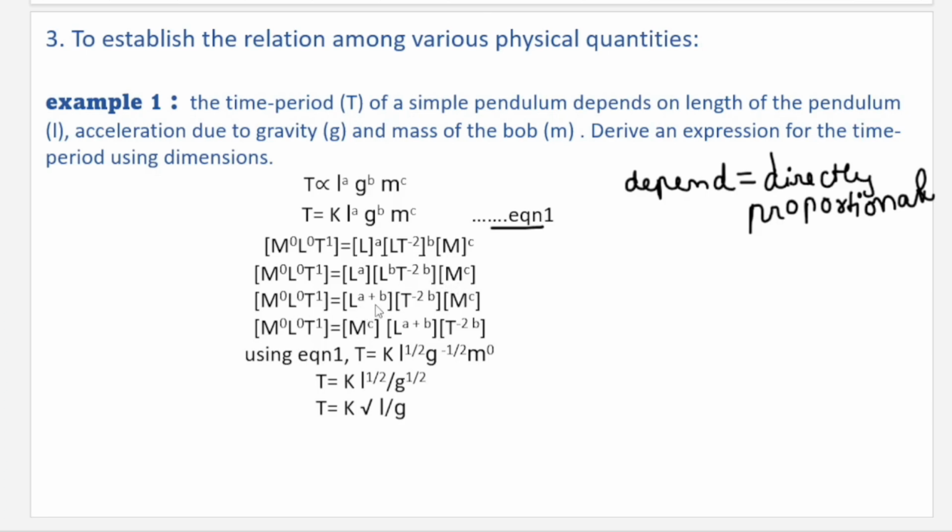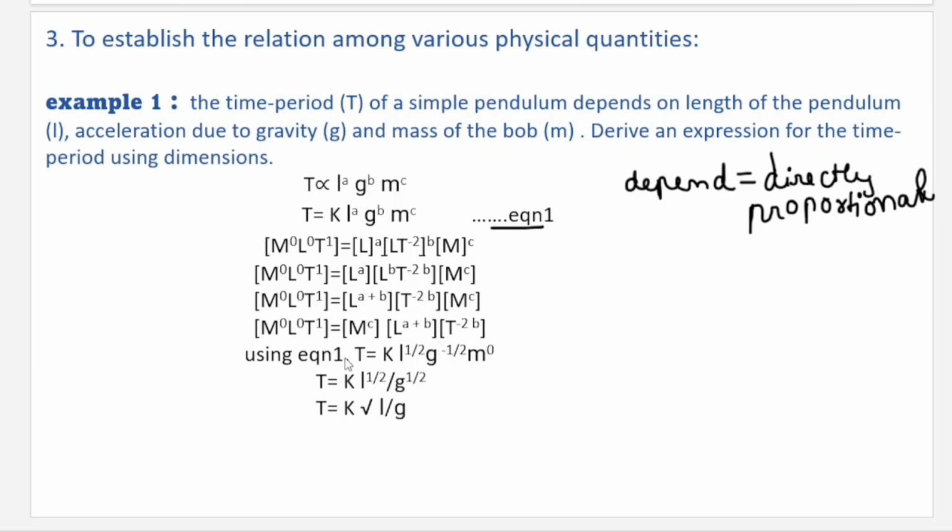In the next step we get all the fundamental units together. For example, M0 L0 T1 is equal to L to the power A plus B, T to the power minus 2B, then M to the power C. Now we arrange the right hand side in the order of M, L and T, like the left hand side. So M0 L0 T1 is equal to M to the power C, L to the power A plus B, T to the power minus 2B.